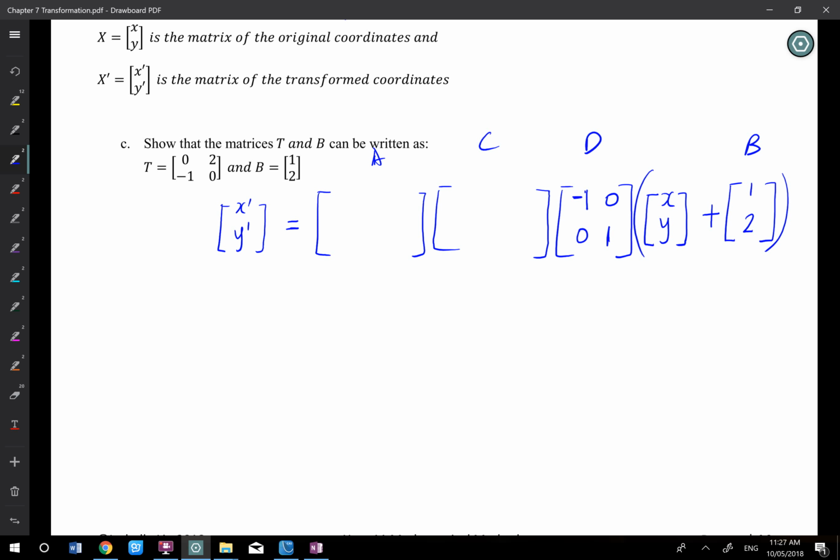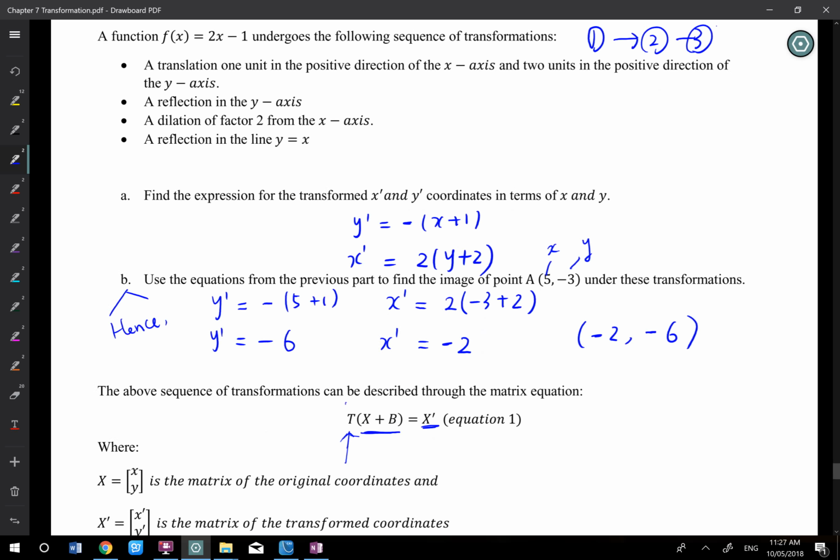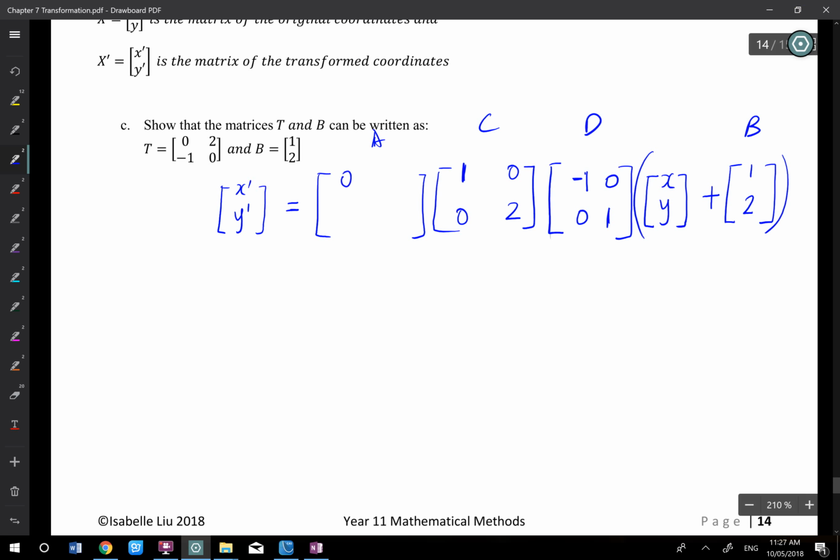The next thing we have is dilation by a factor of 2 from the x-axis. So 1, 0, 0, 2 is dilation by a factor of 2 from the x-axis. And the last one is a reflection in the line y equals x. So we have 0, 1 here and 1, 0 here. That means a reflection in the line y equals x.